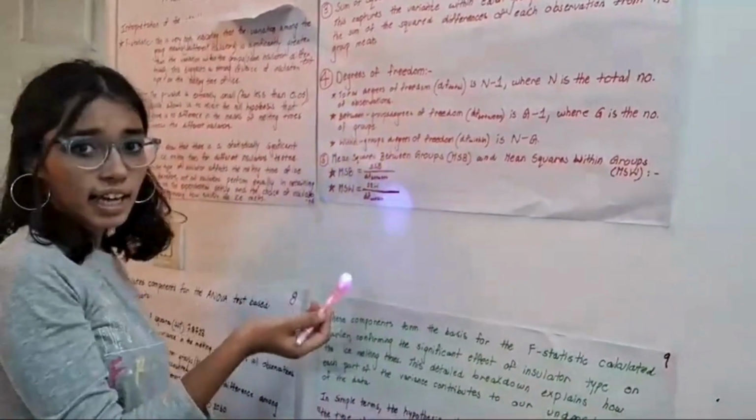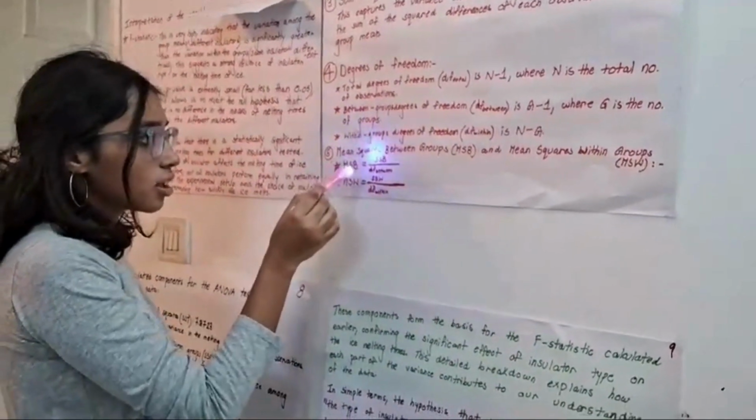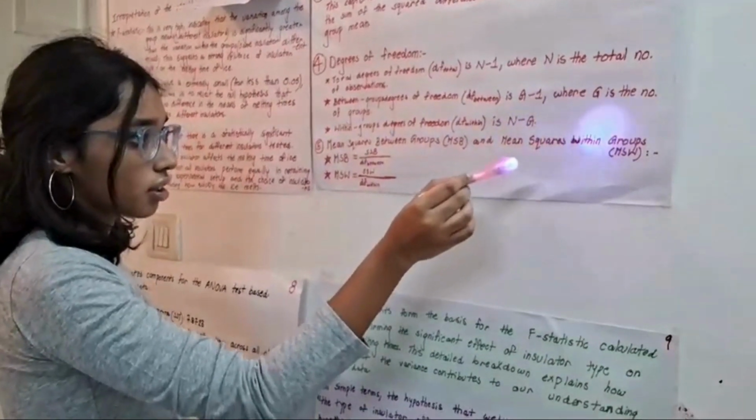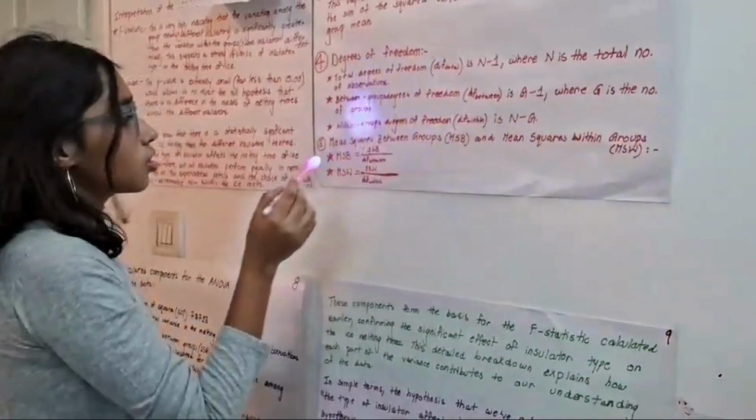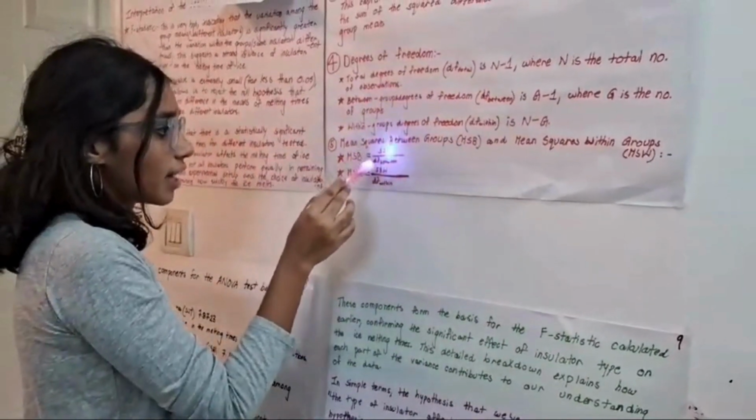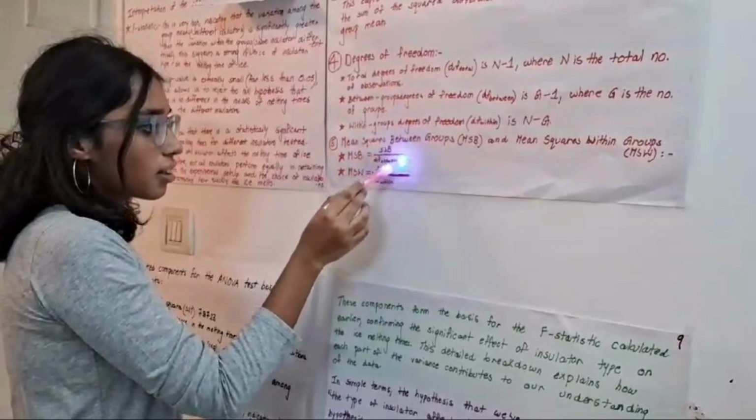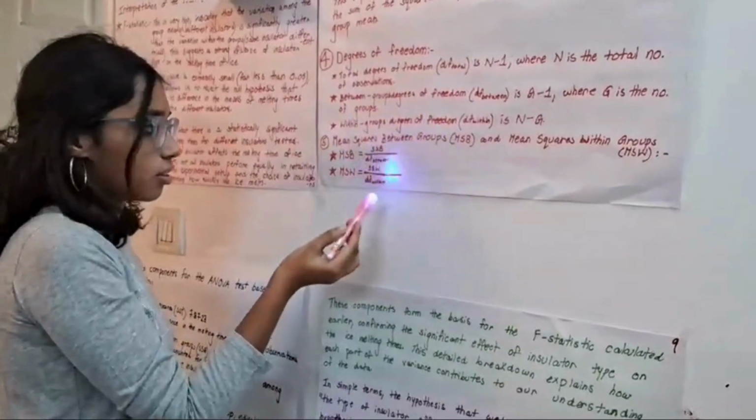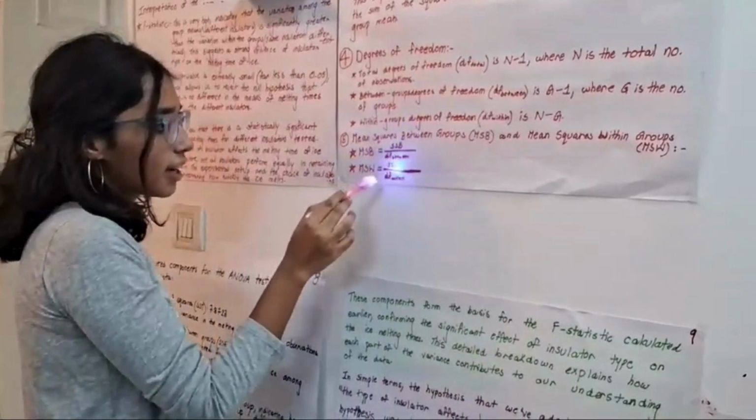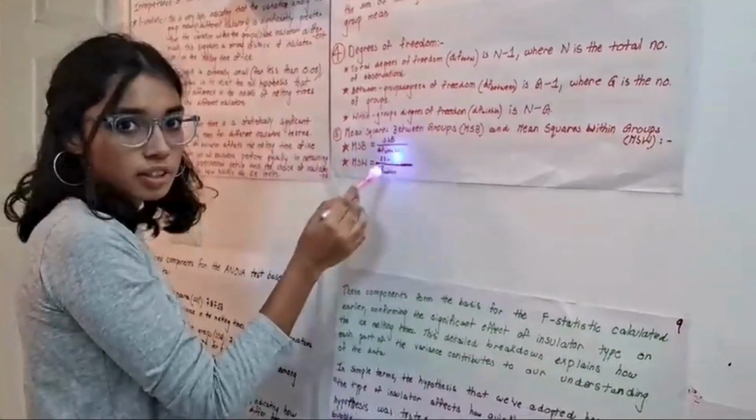Now, how do we calculate it? So basically, mean squares between groups, MSB, and mean squares within groups, MSW. So we calculate MSB by dividing SSB by the degrees of freedom between. And we calculate MSW by dividing SSW by degrees of freedom within.